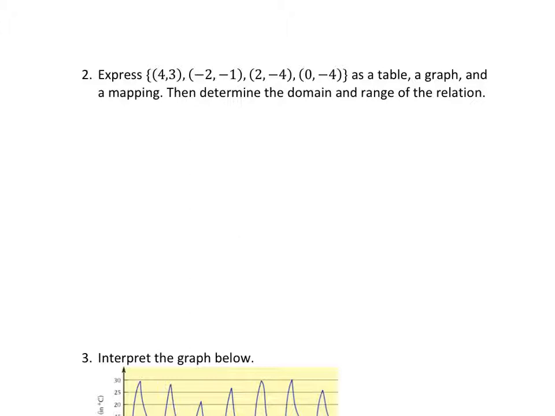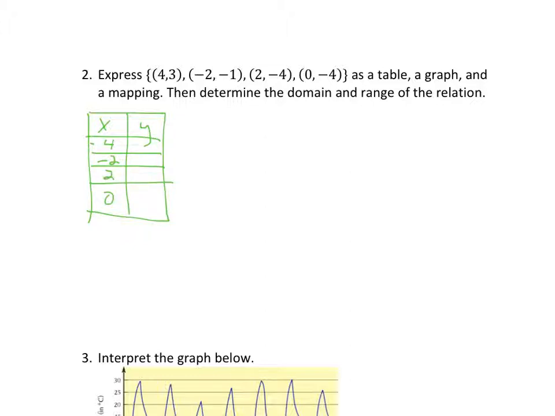So first, as a table, do our x and y. We need space for 1, 2, 3, 4. That's perfect. So our x's are 4, -2, 2, and 0. And our y's, 3, -1, -4, and -4. Now normally you would write this in increasing order, so I would rearrange this to move this one to the top, and then this one, and then this one, and that one at the bottom.